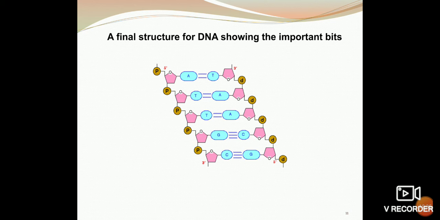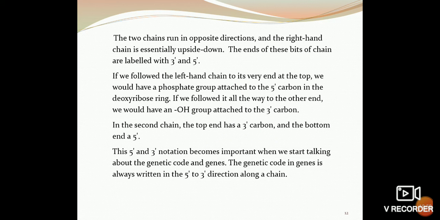And this is showing the pairing between the bases. See, the G and C have 3 hydrogen bonds, and A with T has 2 hydrogen bonds. So this is the parallel chain which DNA forms, or the double helical structure carries. The two chains run in the opposite direction, and the right hand chain is essentially upside down.